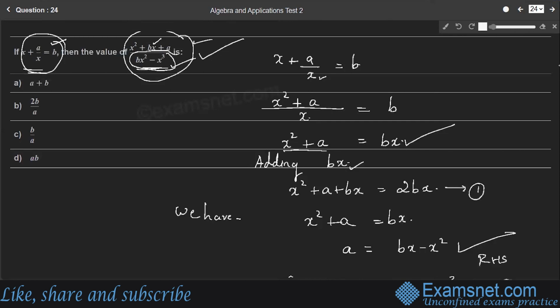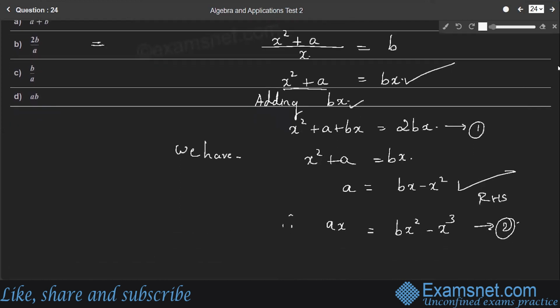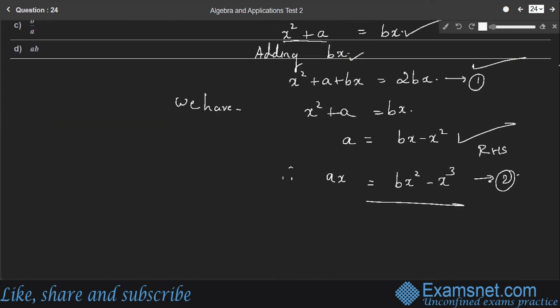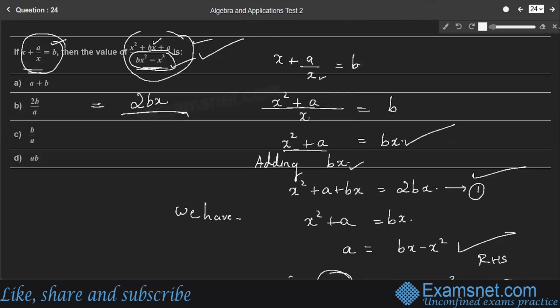Therefore, the given expression, x square plus bx plus a, the value which we need to find, from equation 1 is equal to 2 times bx. From equation 2, bx square minus x cube is a into x, right? Therefore, we can write the denominator as a into x. So we can cancel x and x. We are left with 2b by a as the answer. 2b by a, option B is the right answer.